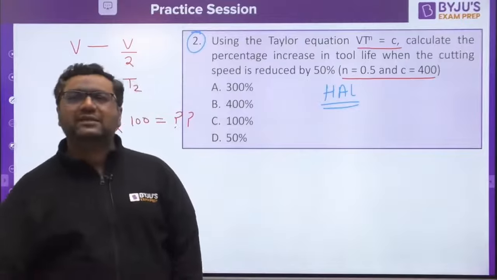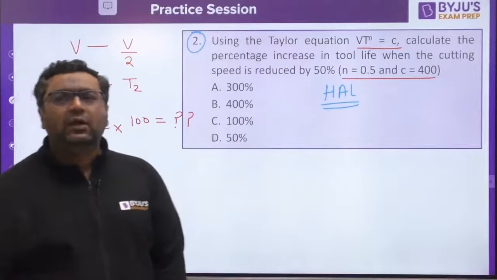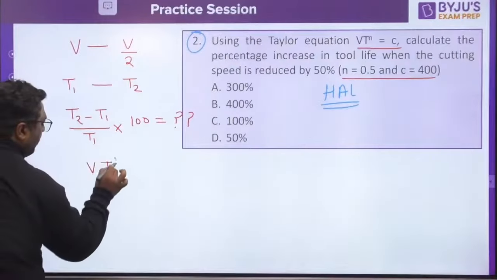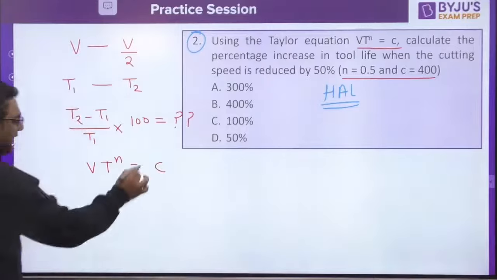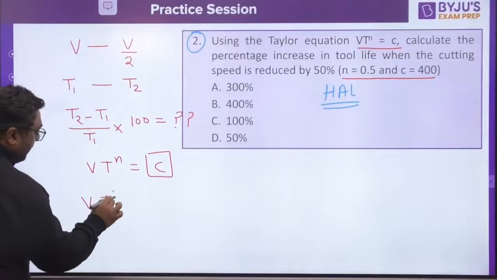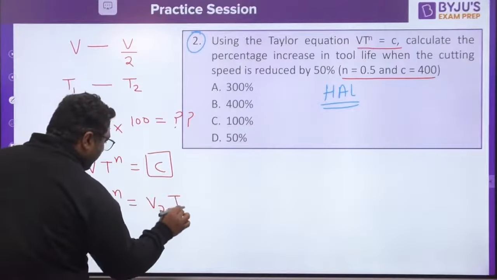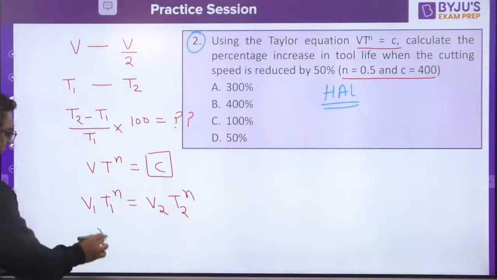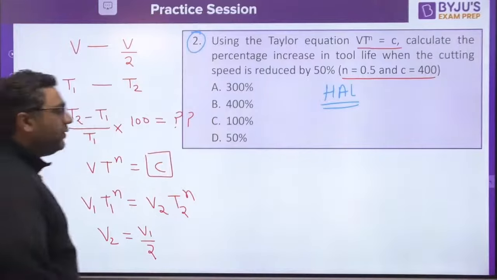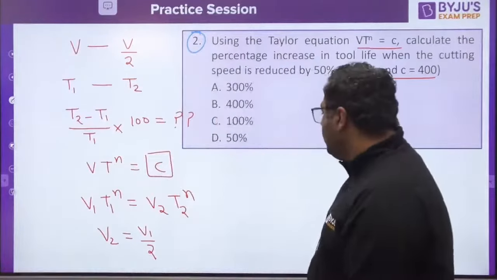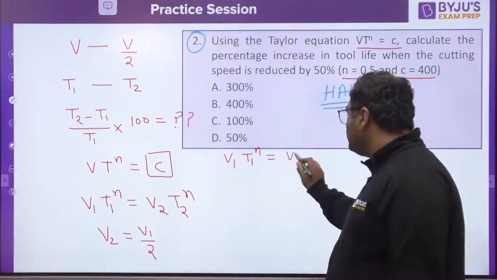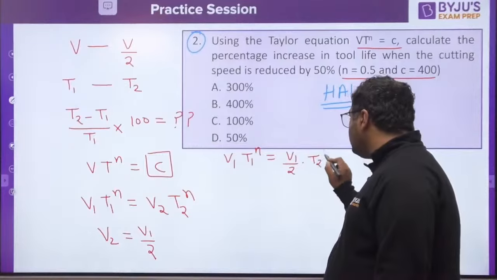Okay, so Gaurav is saying A, Ankit Tripathi is saying A, Rohan is also saying A. Let us see. So my dear, you know the equation, VT to the power n equals constant. You know C is a constant, the Taylor tool life constant, so we can write V1 T1 to the power n equals V2 T2 to the power n. You know V2 is V1 by 2 because speed is getting reduced to half. So when you put this value, you get V1 T1^n equals V1 by 2 into T2^n.